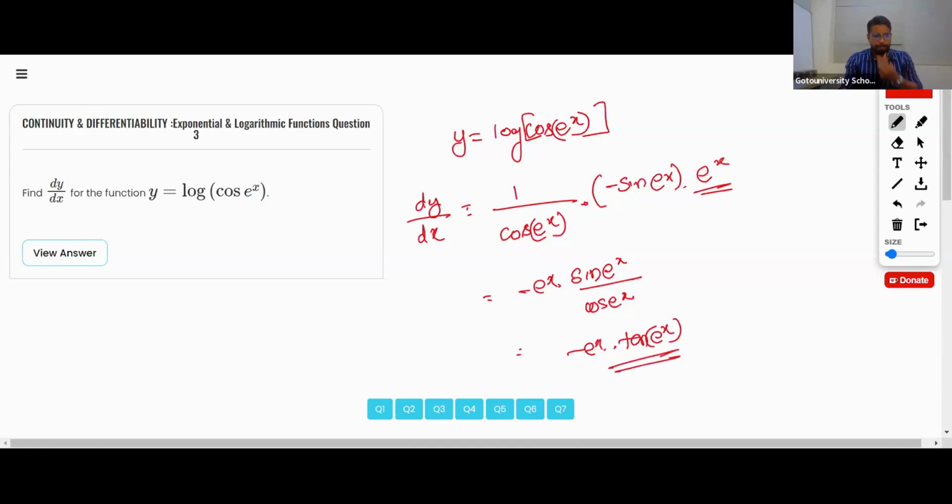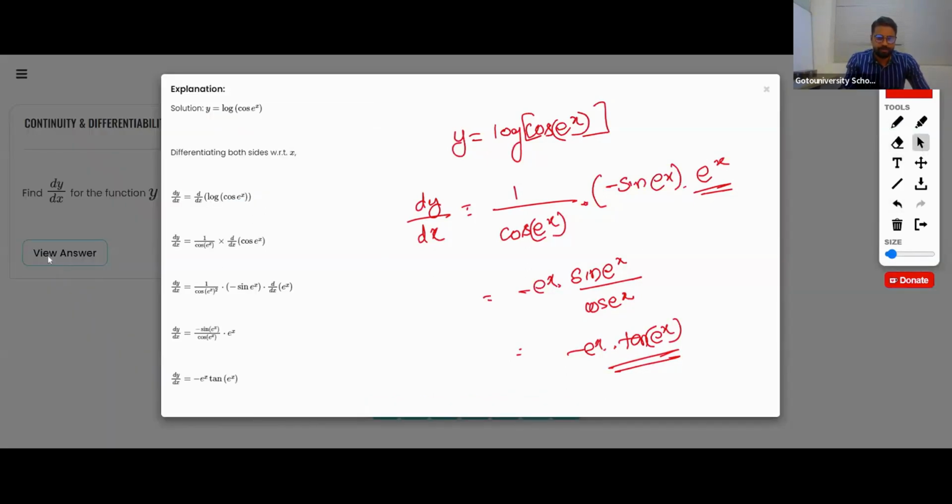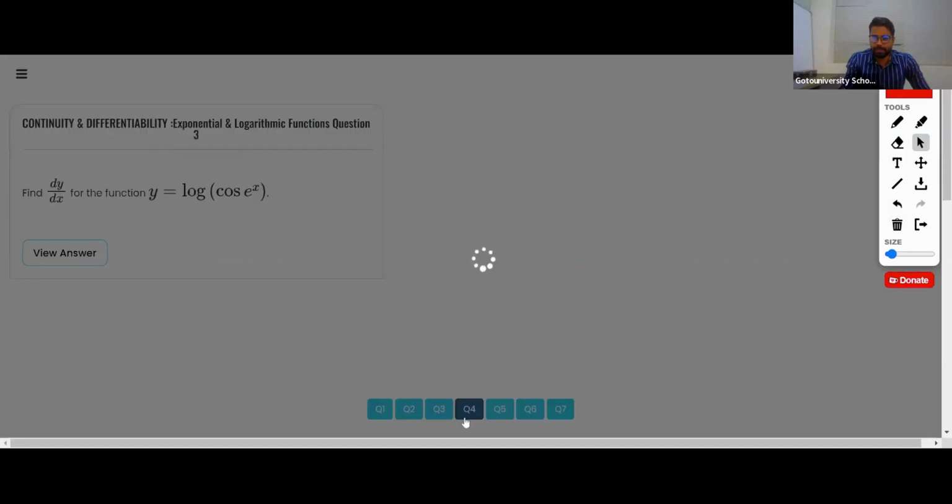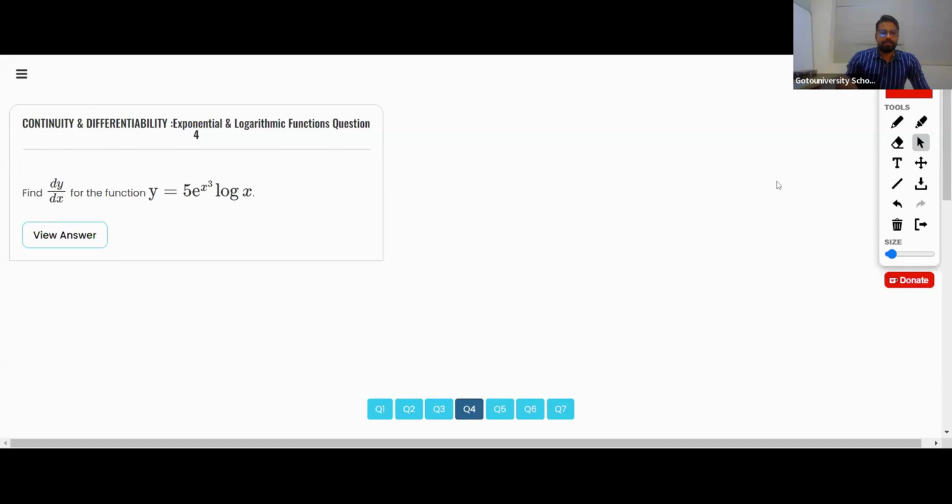Want to check this answer quickly? Yes. See this? e power x into minus e power x into tan of e power x, exactly matching, right? All the steps are exactly taken, and yes, this is the right answer for us. Isn't it? Yes. Let's go for the next question. Question number 4. So this will be the last question. I'll be going to the next section. So you can check the solution for the remaining questions from our practice questions part.